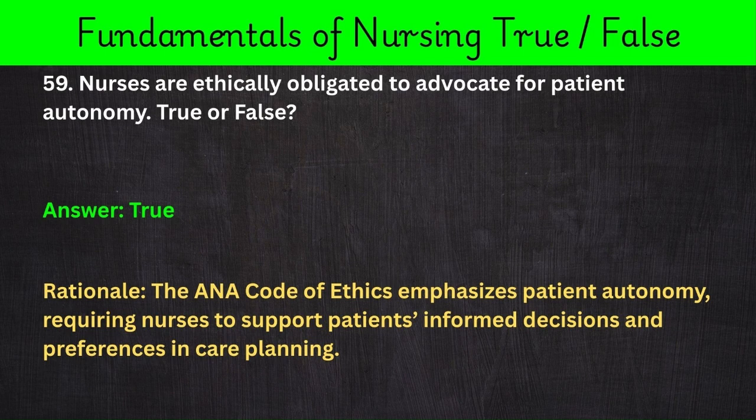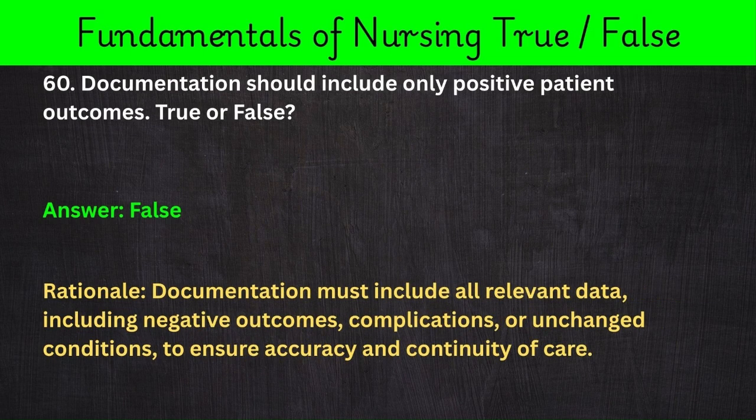Rationale: the ANA Code of Ethics emphasizes patient autonomy, requiring nurses to support patients' informed decisions and preferences in care planning. 60. Documentation should include only positive patient outcomes. True or false? Answer: false. Rationale: documentation must include all relevant data, including negative outcomes, complications, or unchanged conditions, to ensure accuracy and continuity of care.